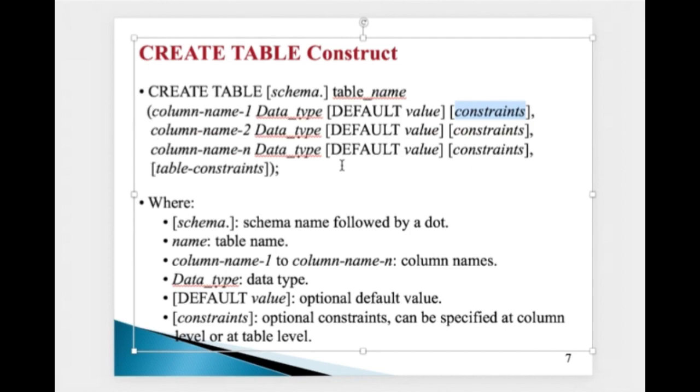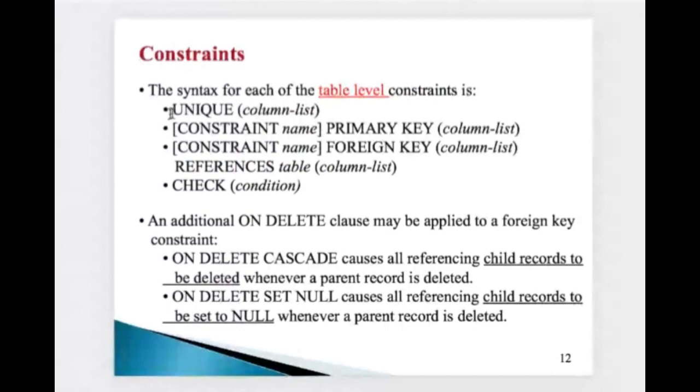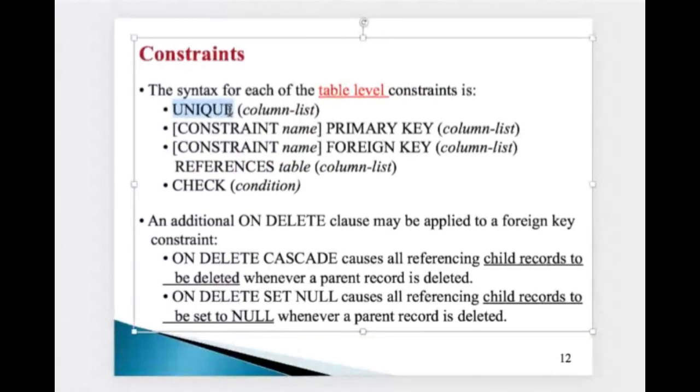And see, at the end of all columns, before you close the parenthesis and the semicolon, you can write constraints here. Constraints written here are called table level constraints. How do we mention table level constraints? I'm going to show you. At table level, you will mention unique and you will mention which columns are unique. And at table level, you can mention what the primary key is.